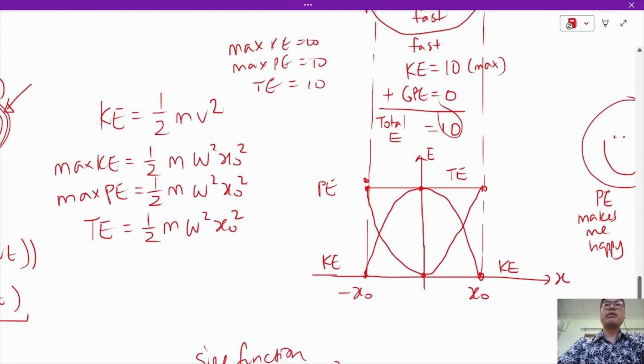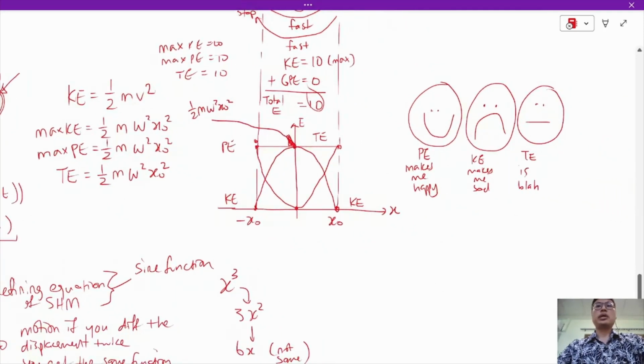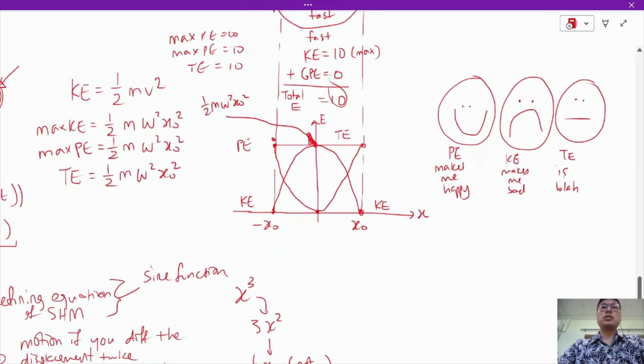So where can we find this point? This point is over here, it is half m omega squared x naught squared. Ta-da! Now, let's take a look at potential energy. Remember that potential energy makes me happy. So this is the PE graph, isn't it?